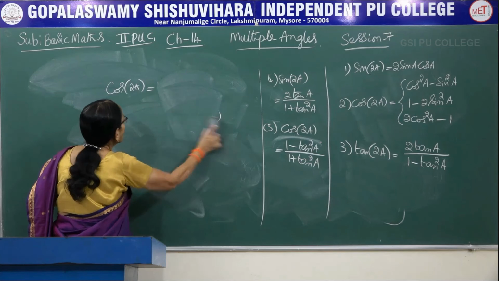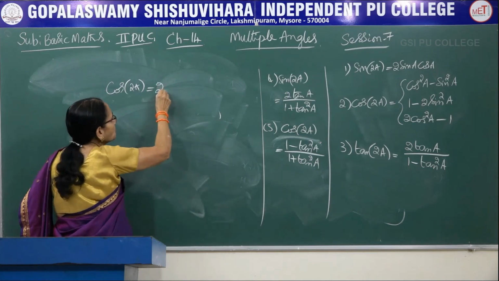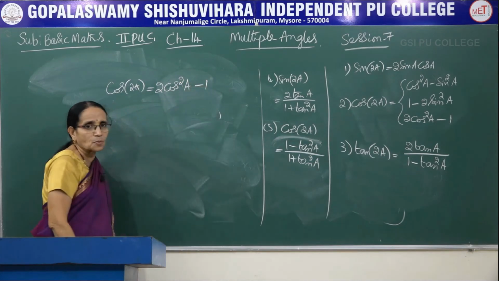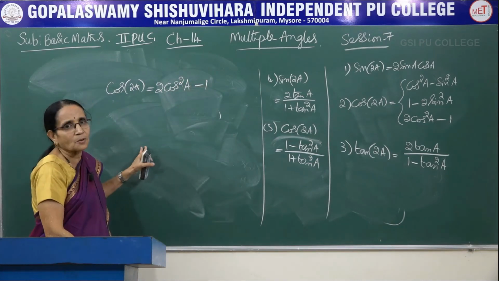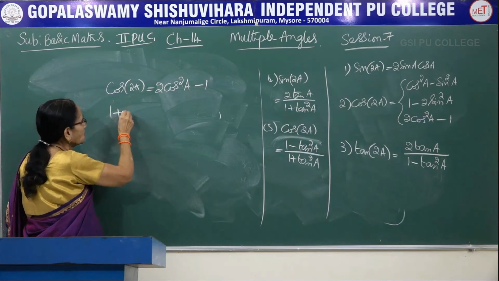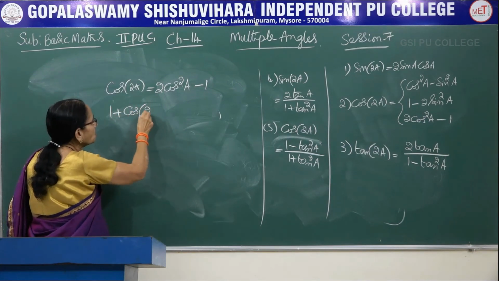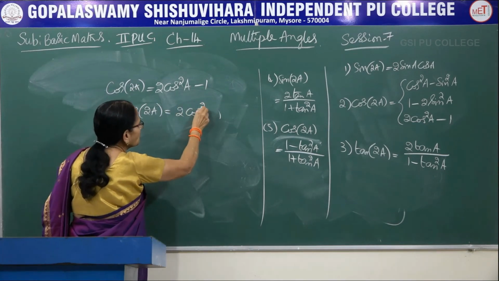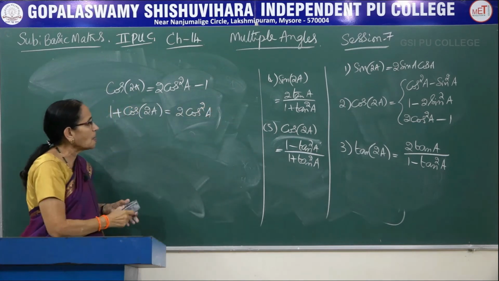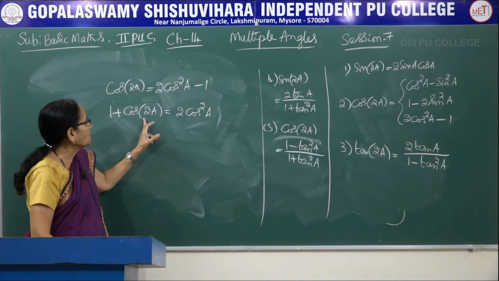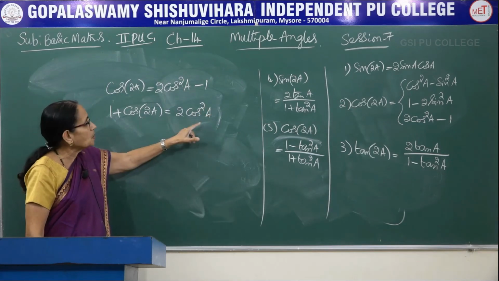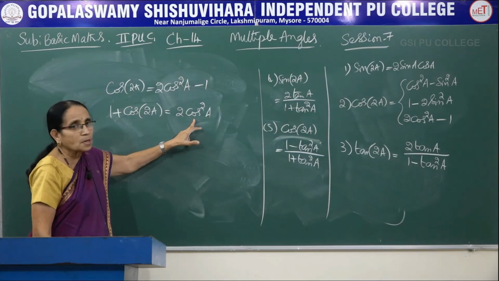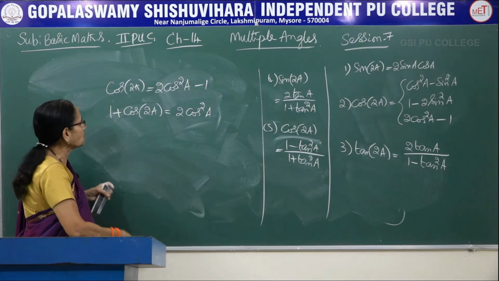Similarly, we have another formula for cos of 2a. It is 2 cos square a minus 1. Take this minus 1 to the left hand side. What will we have in that case? It becomes a plus: 1 plus cos of 2a is equal to 2 cos square a. You observe here again we are having a power, and here a multiple angle. So sin square a was written in terms of 1 minus cos of 2a, and cos square a has been written in terms of 1 plus cos of 2a.